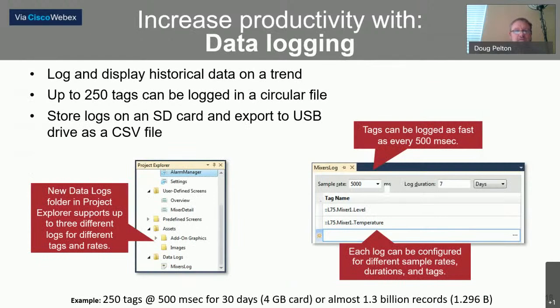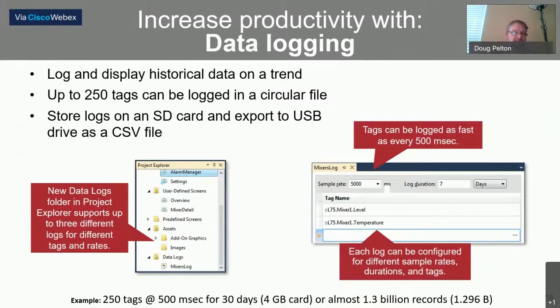Now, talk about data logging here for a minute. You can log and display historical data along a trend. You can trend up to 250 tags that'll be logged in a circular file, and you can store this on an SD card or export it to a USB drive as a CSV file. The 5310 has 1 USB port, 5510 has 2. We'll go over the hardware levels, what's included in each, at the end of the presentation.